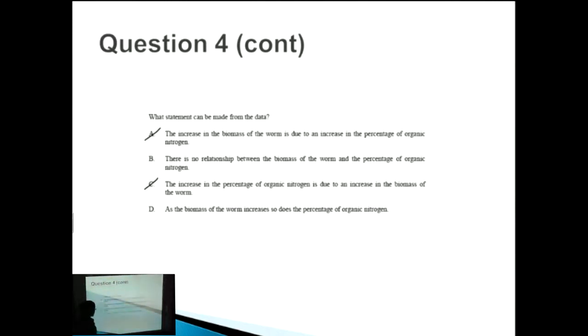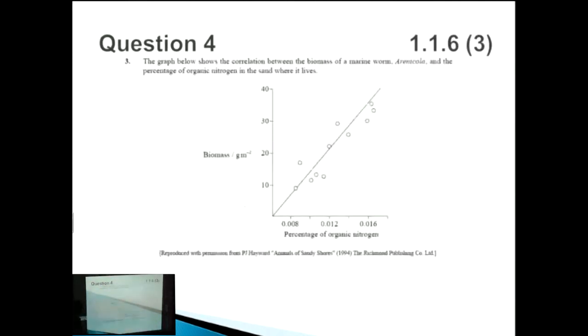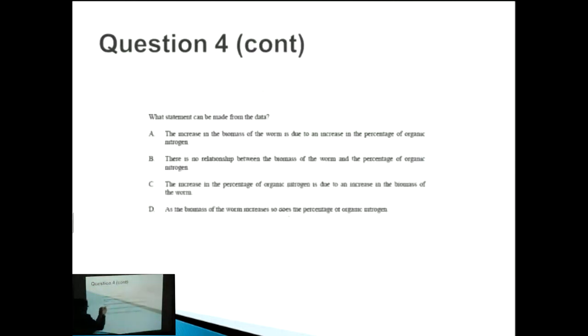How about B? There's no relationship between the biomass of the worm and the percentage of organic nitrogen. Well, that's completely false. We can see that there's a massive increase in biomass as the nitrogen increases. So therefore, B is also wrong. How about D? As the biomass of the worm increases, so does the percentage of organic nitrogen. Yep, this sounds very good. It's one of those answers that sits on the fence. There's no suggestion that one causes the other, and this is the correct answer.